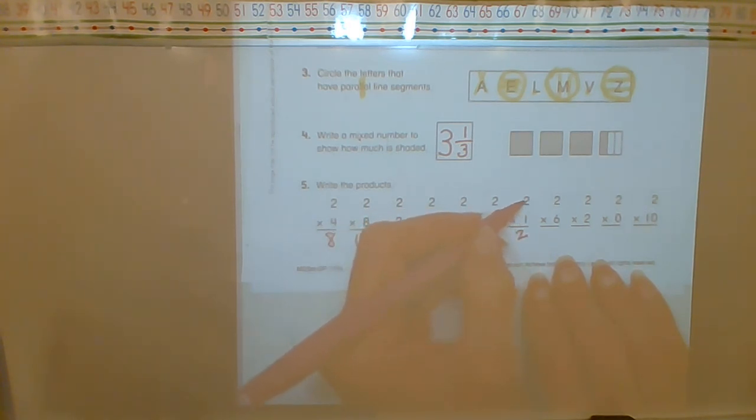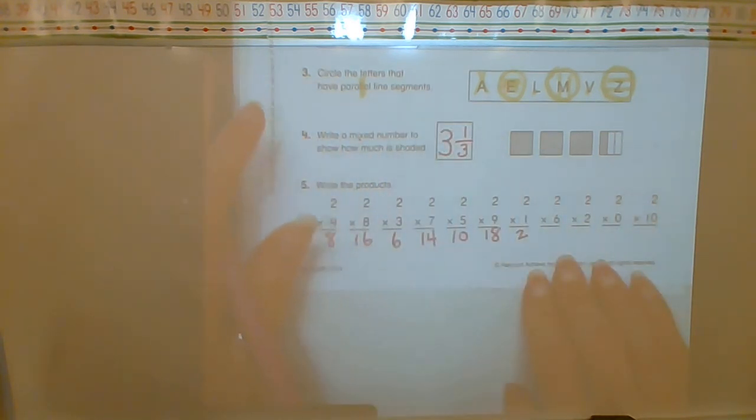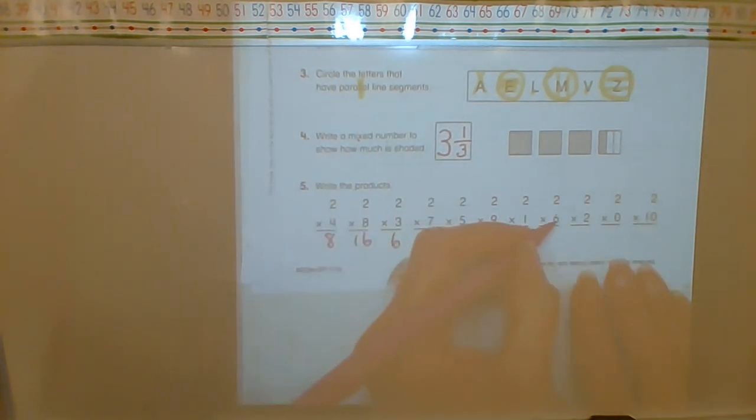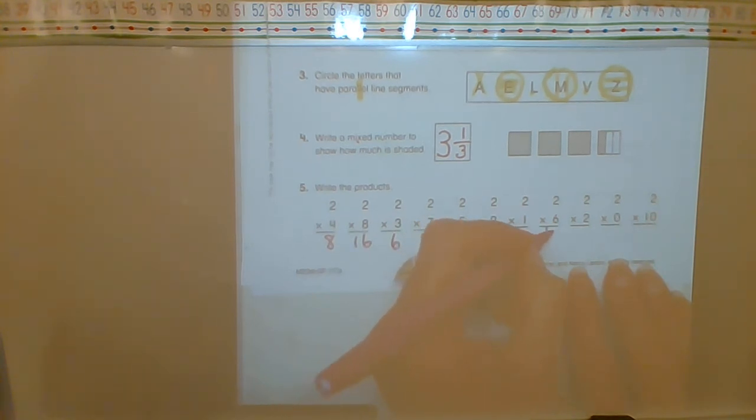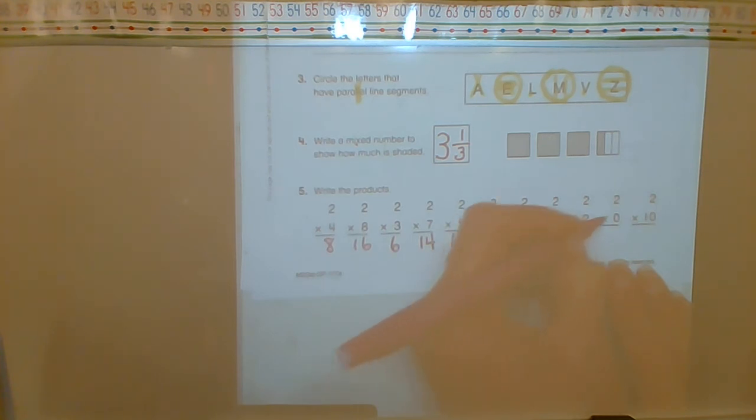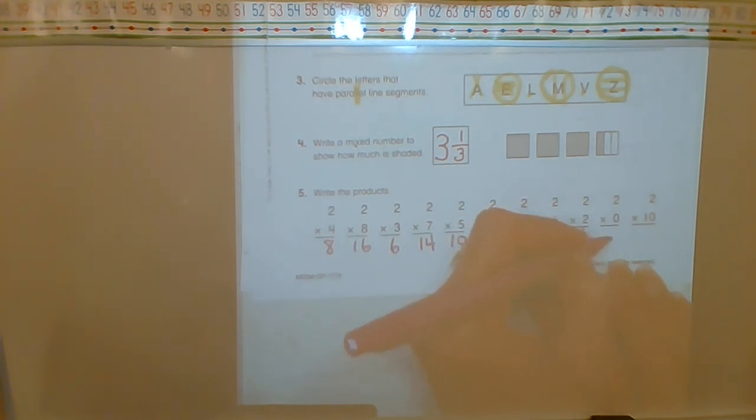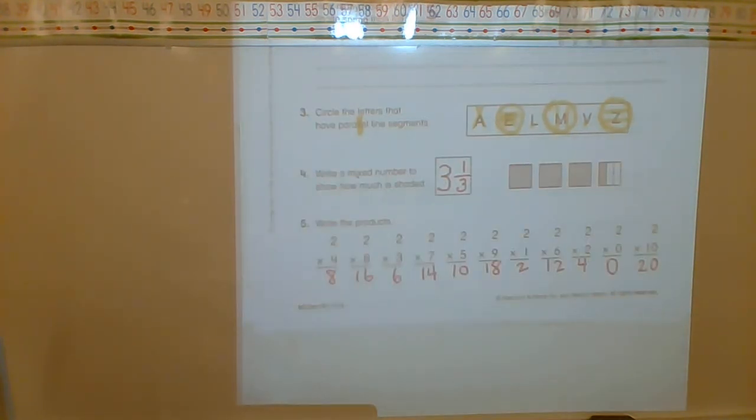What's 1 plus 1? 2. Or you can remind yourself anything times 1 stays the same. What's 6 plus 6? 12. What's 2 plus 2? 4. What's 0 plus 0? What's 10 plus 10? 20, that's right. Well, nice work, first grade. Thanks for working on that math sheet. That was lesson 117.